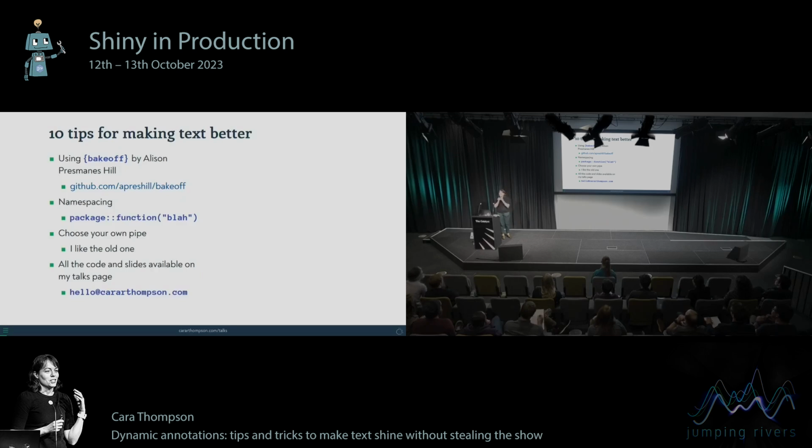Today's talk, I gave a really long-winded subtitle to my talk, and I've summarized it into 10 tips for making text better, which I think is more memorable. I'm going to be using the bake-off data package that Alison Hill developed, and you can find that on GitHub if you want to go and reproduce any of the stuff that I'm going to be doing.